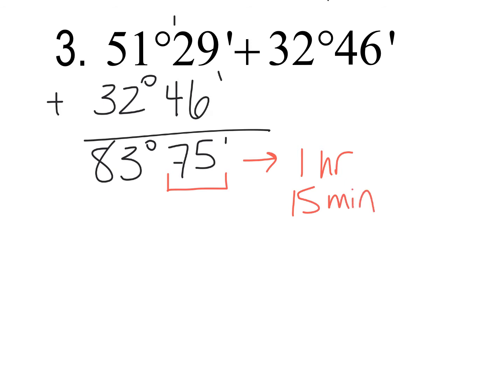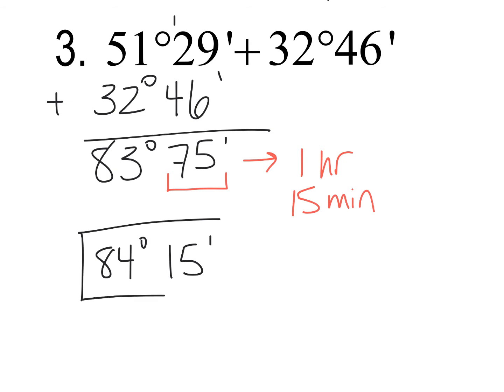So the way that we're going to write our final answer is, instead of saying 83 hours, even though it's degrees, instead of saying 83 hours and 75 minutes, I'm going to change that to 84 hours, or degrees, and 15 minutes. And that is our final answer for that one. Kind of weird, right? You have to think about it in terms of hours, minutes, and seconds. We'll get to seconds also in the next problem, actually.